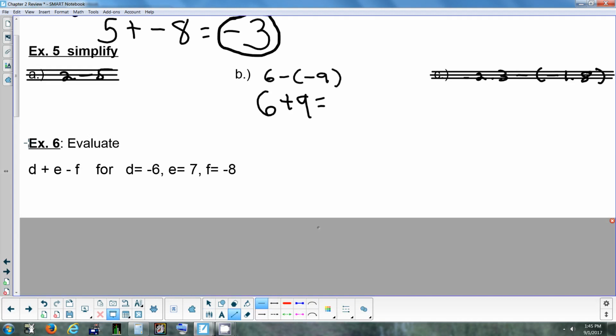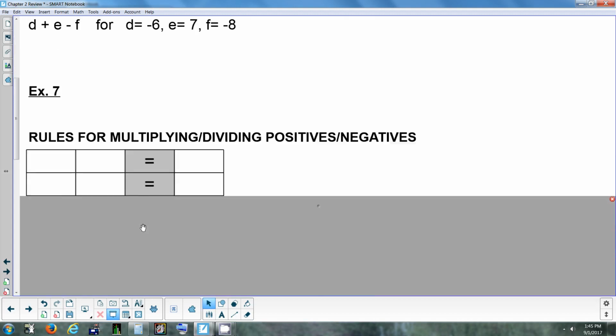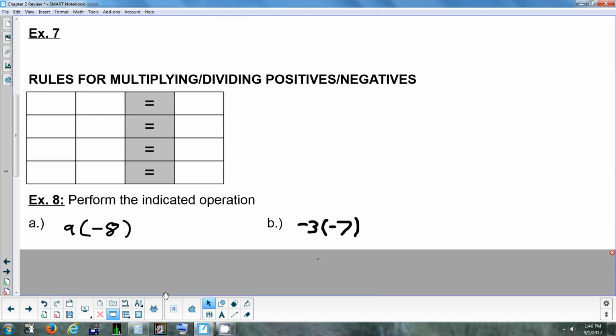So now we just got 6 plus 9 equals 15. 15. Bam. Look at Mr. Hager, he's crossing stuff out. Look at him, he's like a madman. You want to do this? Mr. Hager, there's a D plus E minus F. You want to do that? Skip it? Look at you go, Mr. Hager. I love it. I love it.